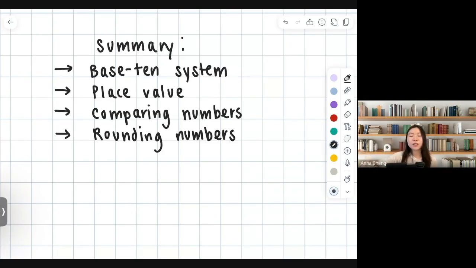So to summarize, you should remember these key ideas. Our number system is a base 10 system based on powers of 10, and each digit's value depends on its specific place. In order to accurately compare or round numbers, you do need to understand place value. Understanding these fundamental concepts is going to provide that foundation for doing more complex math involving operations, fractions, decimals, etc., which we will encounter later on in the CSET exam.